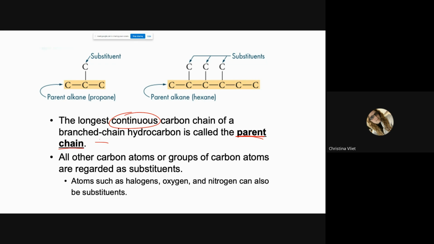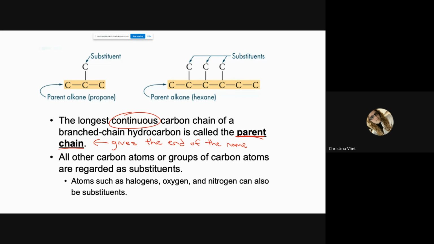And this gives the end of the name, always. You'll see that in a little while. But 3 carbons means the end of the name is going to be propane. Here you see there's 1, 2, 3, 4, 5, 6 carbons. So we know the end of the name is going to be hexane because there's 6 in a row.